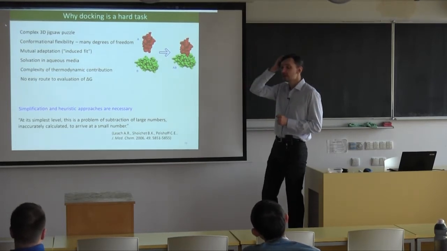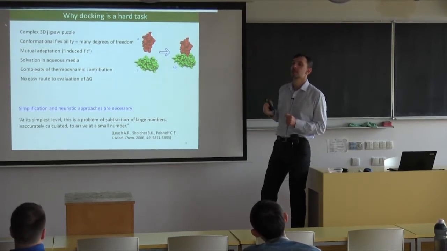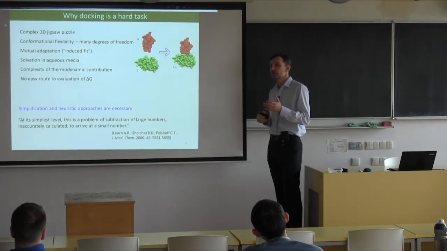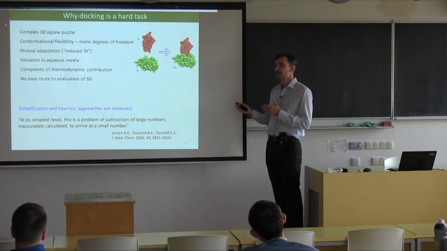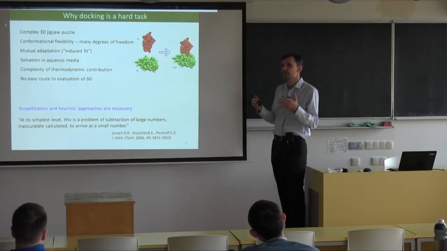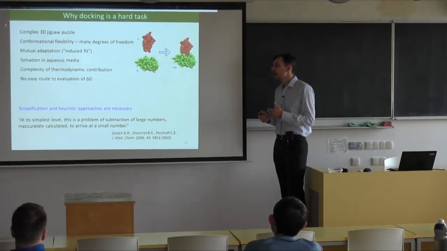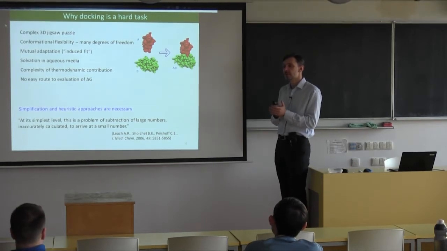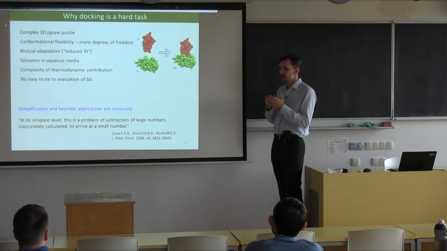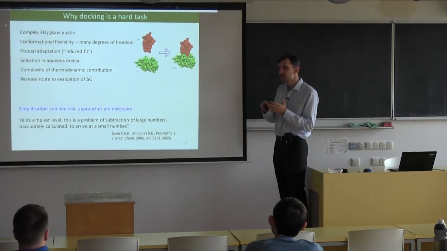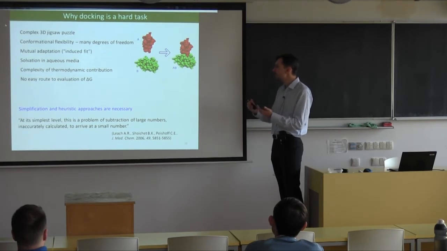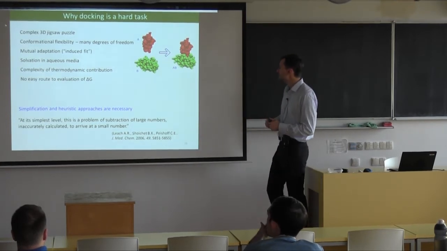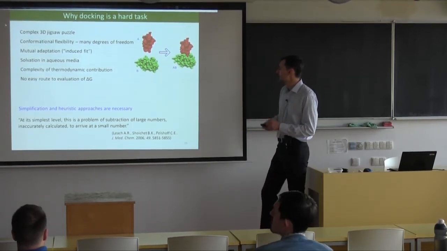Also, solvation can have a great effect, because these two entities, ligand and protein, are not in a vacuum. They are in a solvent, in a water medium. And this is also a complex issue, because when they bind, they can distort the molecular network around the protein, make it unfavorable, and this can cause a decrease of delta G of binding.